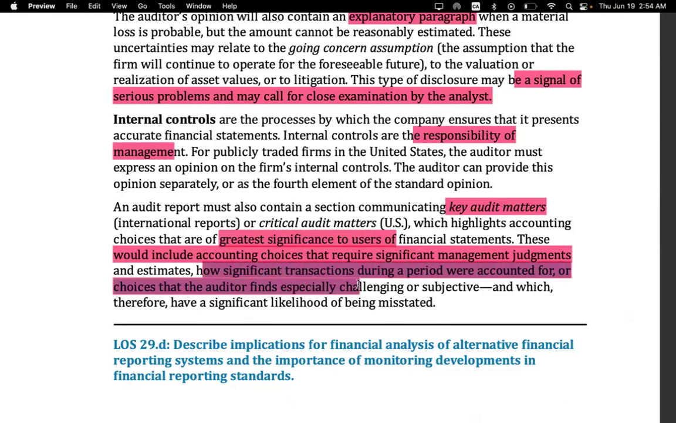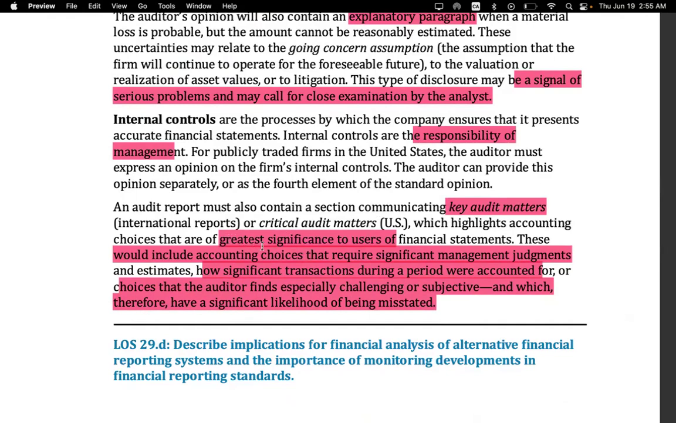How significant transactions during a period were accounted for. Choices that the auditor finds especially challenging or subjective. Now, subjective choices, which are management judgment, it's very hard to know if this is right or wrong, right? It's based on judgment. It's not based on fact. So again, it's very hard, very challenging, and very subjective. So again, that's what key audit matters is.